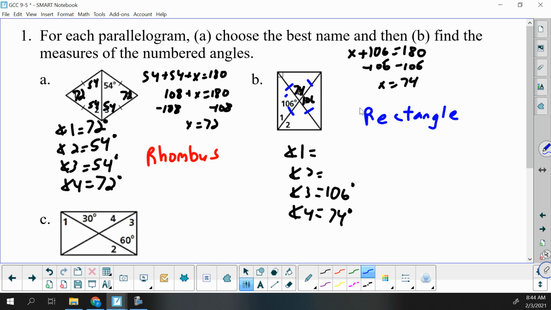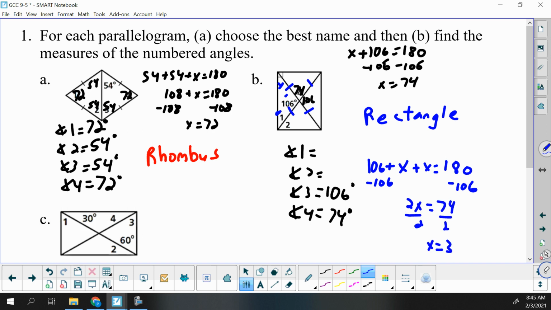Isosceles triangles have congruent base angles. So imagine we called those base angles x. We would have x plus x plus 106 has to equal 180. Well, if you subtract the 106 over, we'll now have 2x equals 74, and divide by 2, and we get x is 37. So x represented our base angles there, so angle 1 is just 37 degrees.